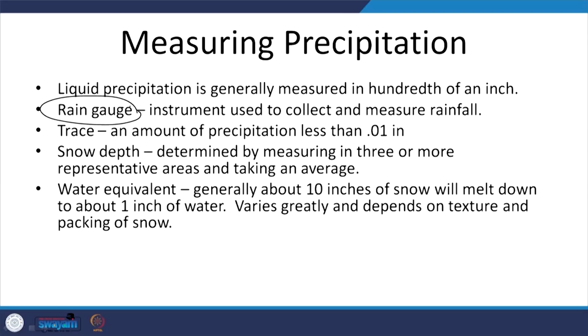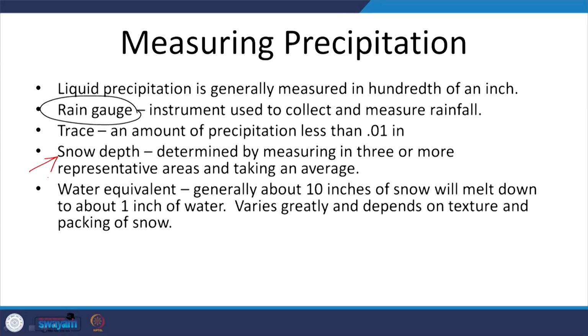So, rain gauge is typically the equipment or the apparatus that you use to measure the amount of rain. So, this is the instrument that is used to collect and measure rainfall. So, this will not be able to tell you how much has it rained per second or per hour. It will be able to tell you over the given period of time how much has it rained.